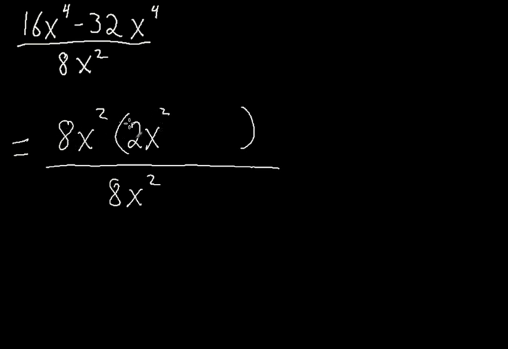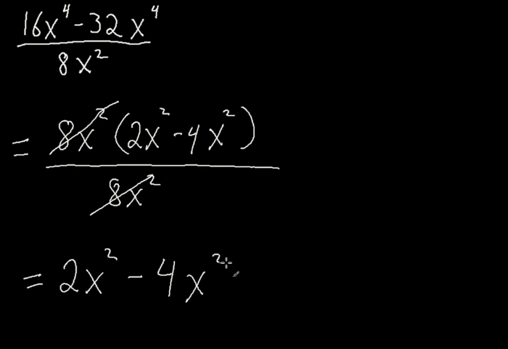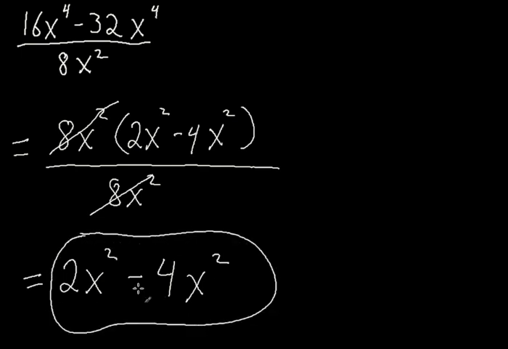And then 8 times what would equal negative 32? That's negative 4. And then I'm going to need to put another x squared there. All right, now I can just simply cancel that because this will reduce to 1. So my final answer will be 2x squared minus 4x squared. This isn't fully factored, but it is fully simplified. So I can just leave the answer as that. Okay? So I hope that helps.